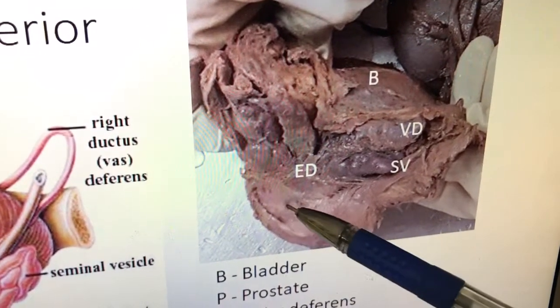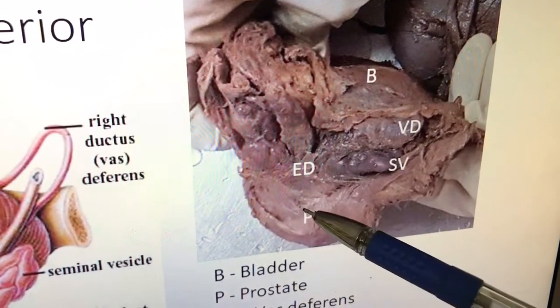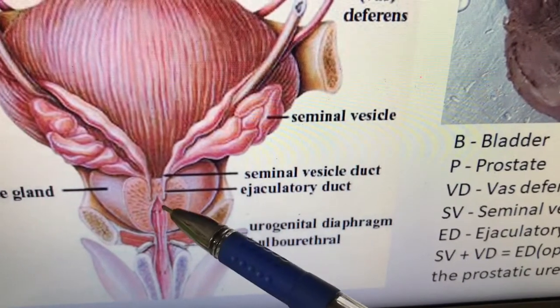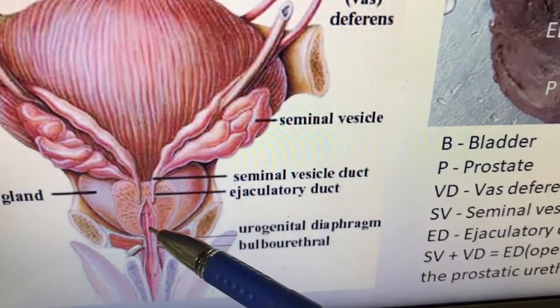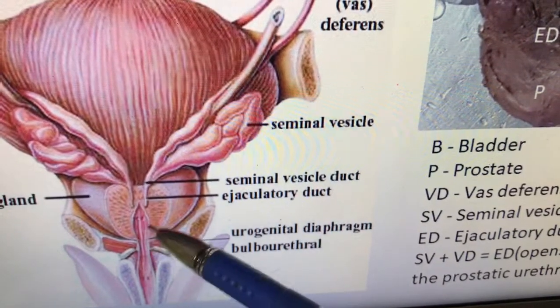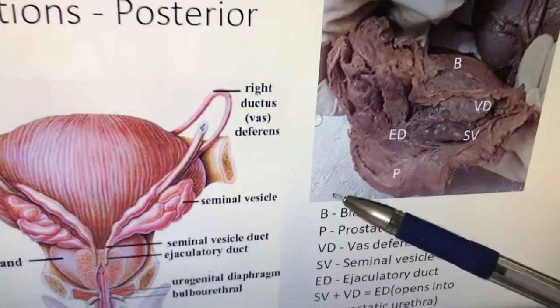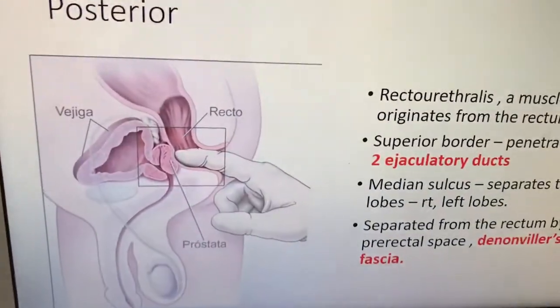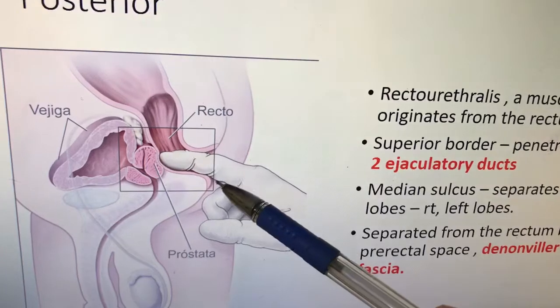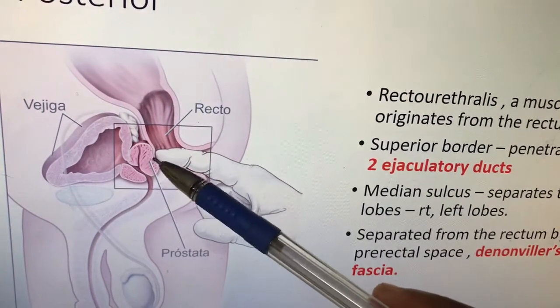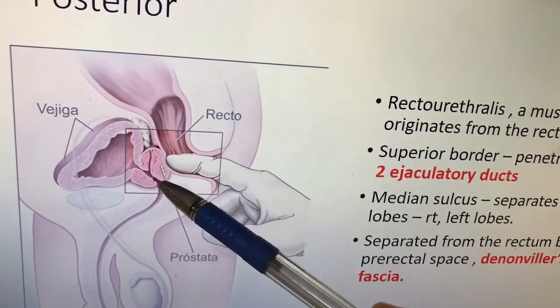This ejaculatory duct opens into the prostatic urethra. Already I have shown you. Look at this. These two structures join together and form the ejaculatory duct. This ejaculatory duct opens into the prostatic urethra. So this is present posteriorly. Behind this you have the rectum. And with the rectum, what else do you have? When you do a rectal examination, when you put your finger inside the rectum, you can palpate the prostate, the posterior part of the prostate.